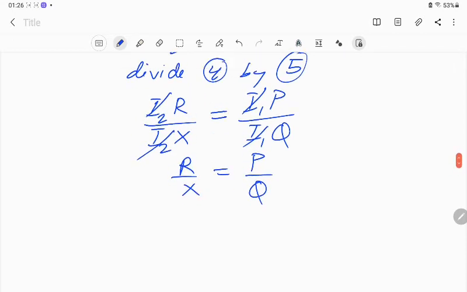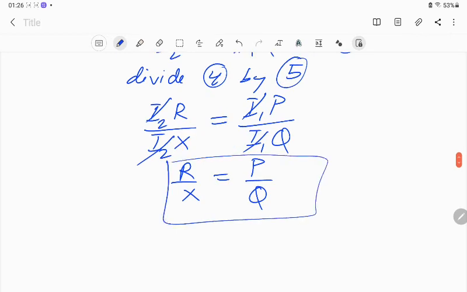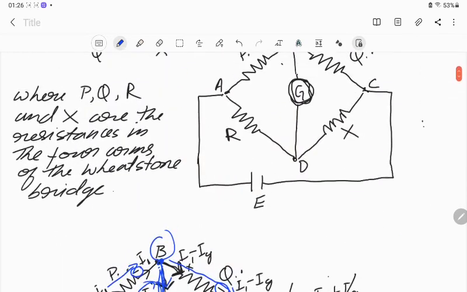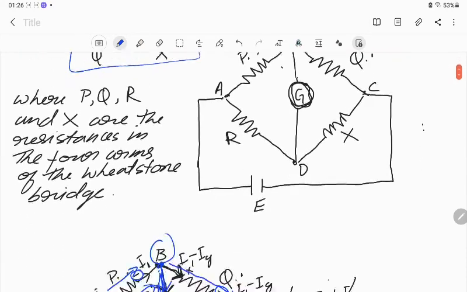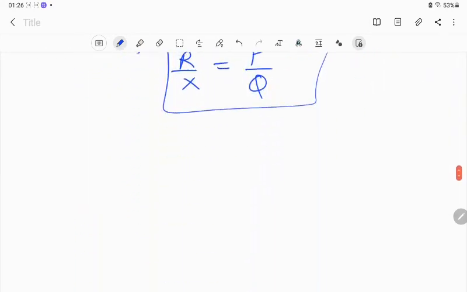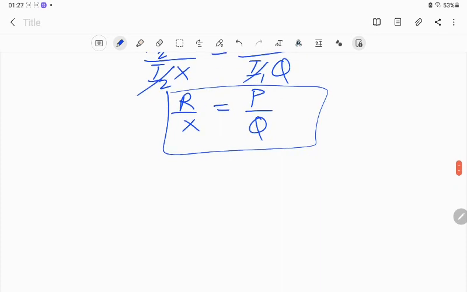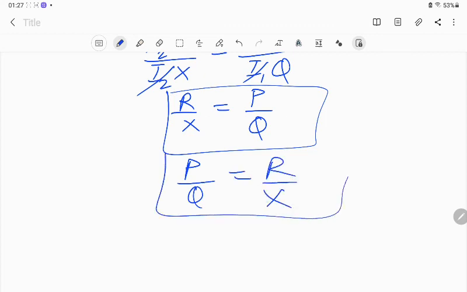So we got the equation. This equation, P by Q equal to R by X. So this is the same as this one only. So this is the balance condition of Wheatstone bridge.